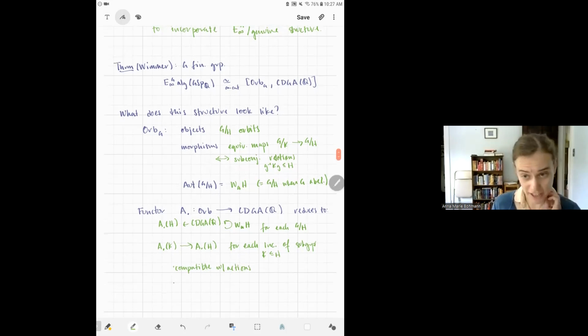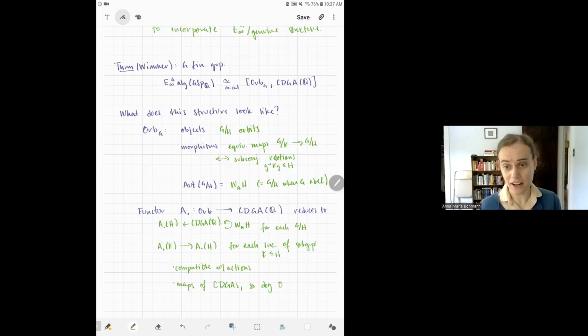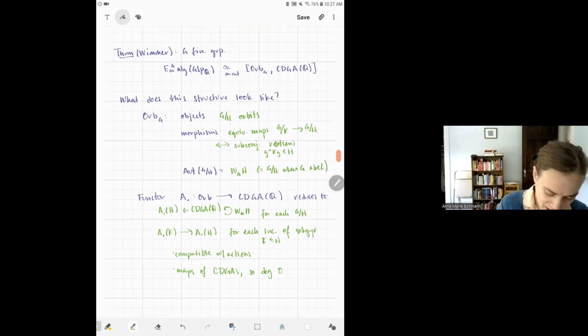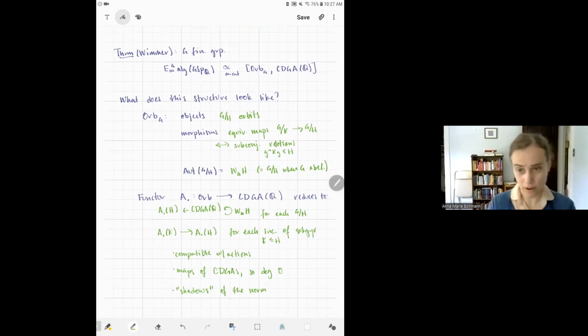They're maps of CDGAs, because this was a functor to the category of CDGAs. So in particular, this means that they're degree 0 maps when I think about them as maps of chain complexes. And that seems like pretty normal, except that I'm going to tell you, where are these maps coming from? These are what we would like to call the shadows of the norm maps. So if you're familiar with the whole hierarchy of equivariant ring spectra, you may know that the genuine ones are characterized by having these norm maps.